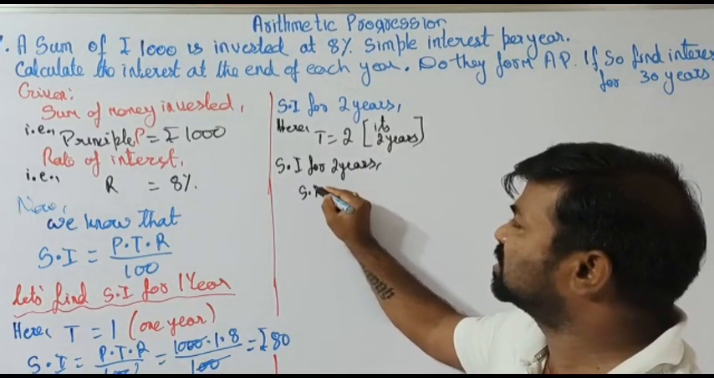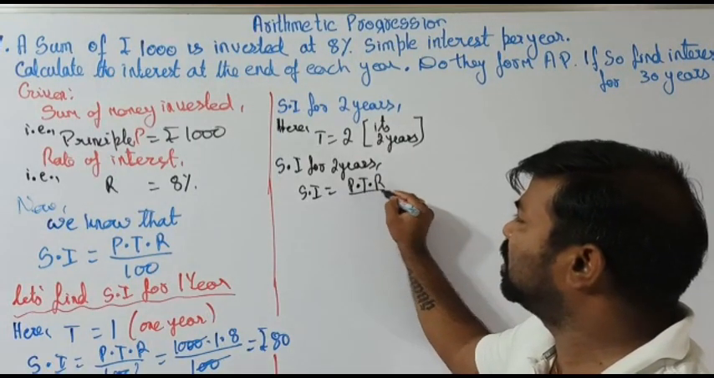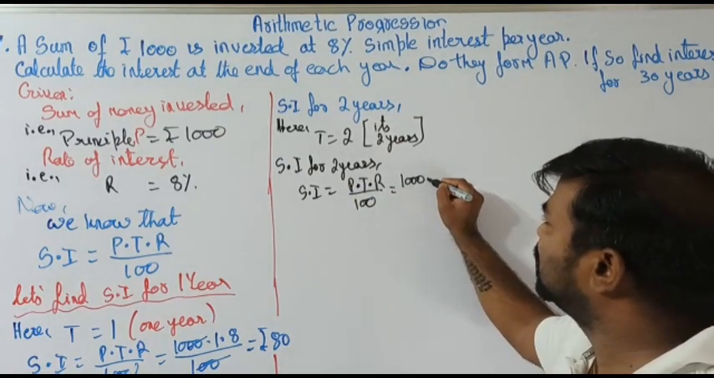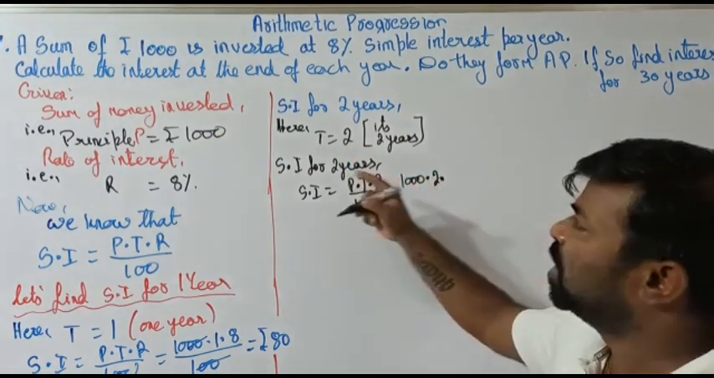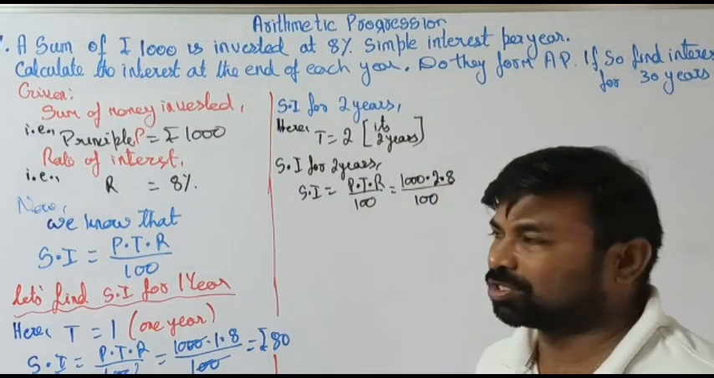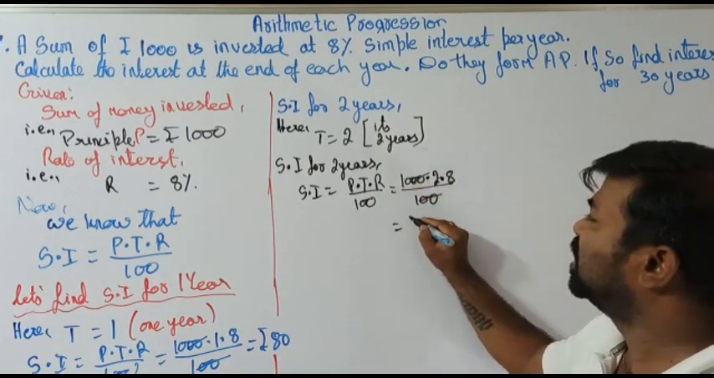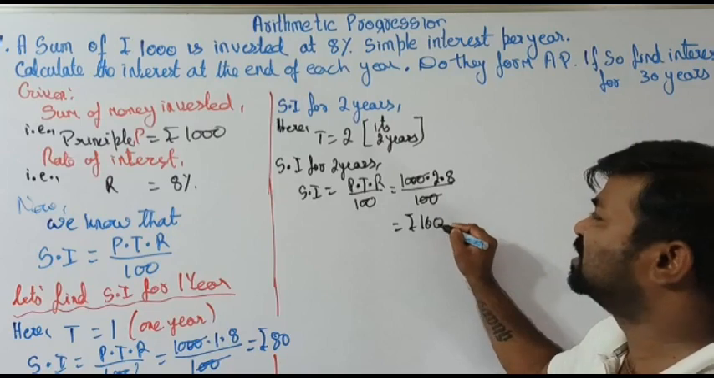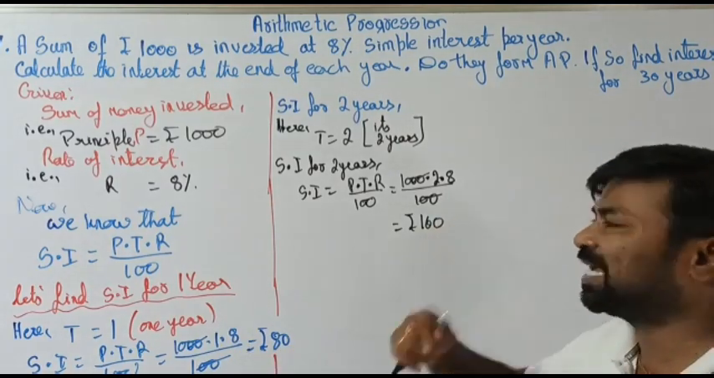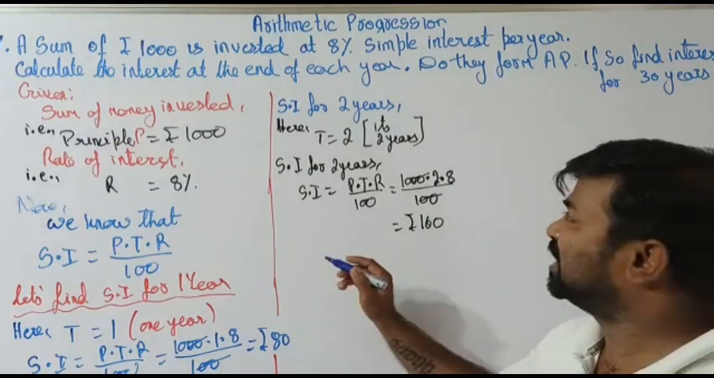So simple interest is nothing but PTR by 100. If you plug in the values, principal amount is 1000, time period is 2, and rate of interest is 8 divided by 100. The same calculation we are doing here. It's nothing but rupees 160. So for the first year it is 80 rupees, for the second year it is 160 rupees. Now let's go for the third year.